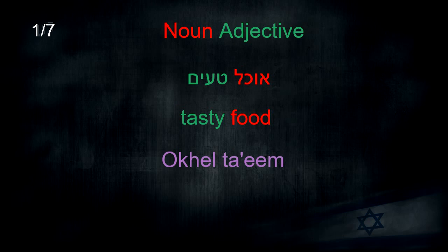Another example is tasty food. Again, you already know that the food is tasty. So in English you'll say tasty food. In Hebrew you'll say אוכל טעים. אוכל means food, טעים means tasty. Again, the adjective comes after the noun.